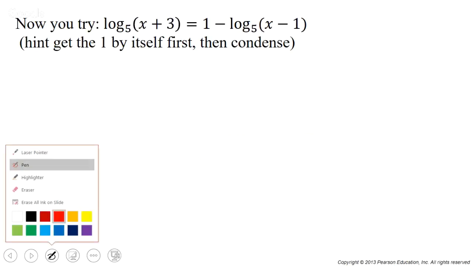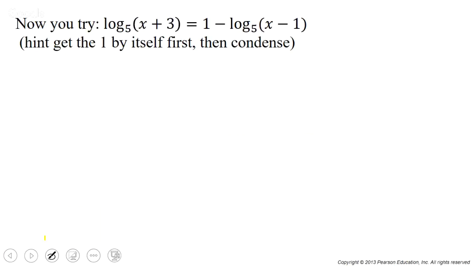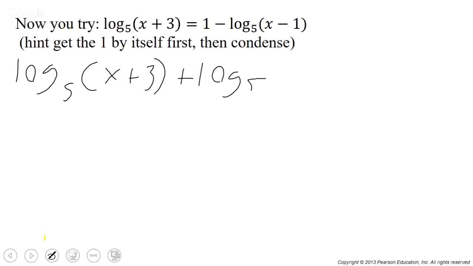So I need to move the negative log base 5 of x minus 1 over to the other side of the equation. So I'm going to add the log base 5 of x minus 1 to both sides. So this is what I get. I get log base 5 of x plus 3 plus log base 5 of x minus 1 equals 1. So I just added the log base 5 of x minus 1 to both sides, and that's what I get.